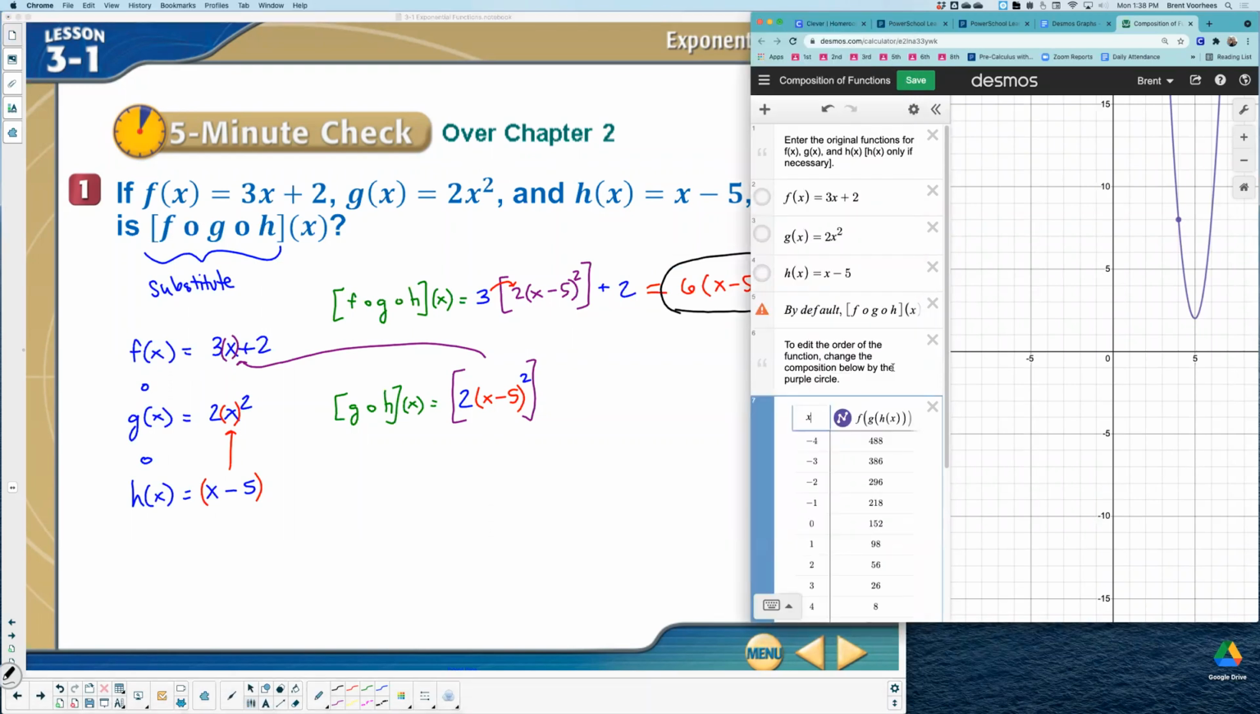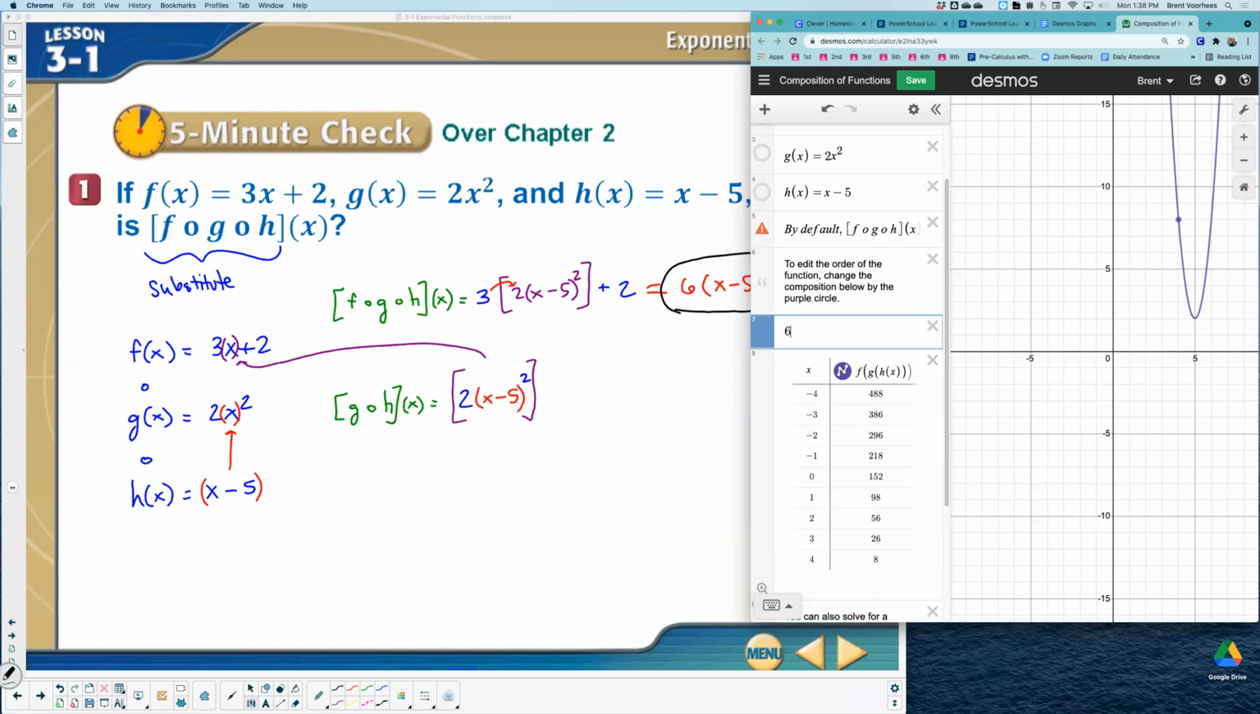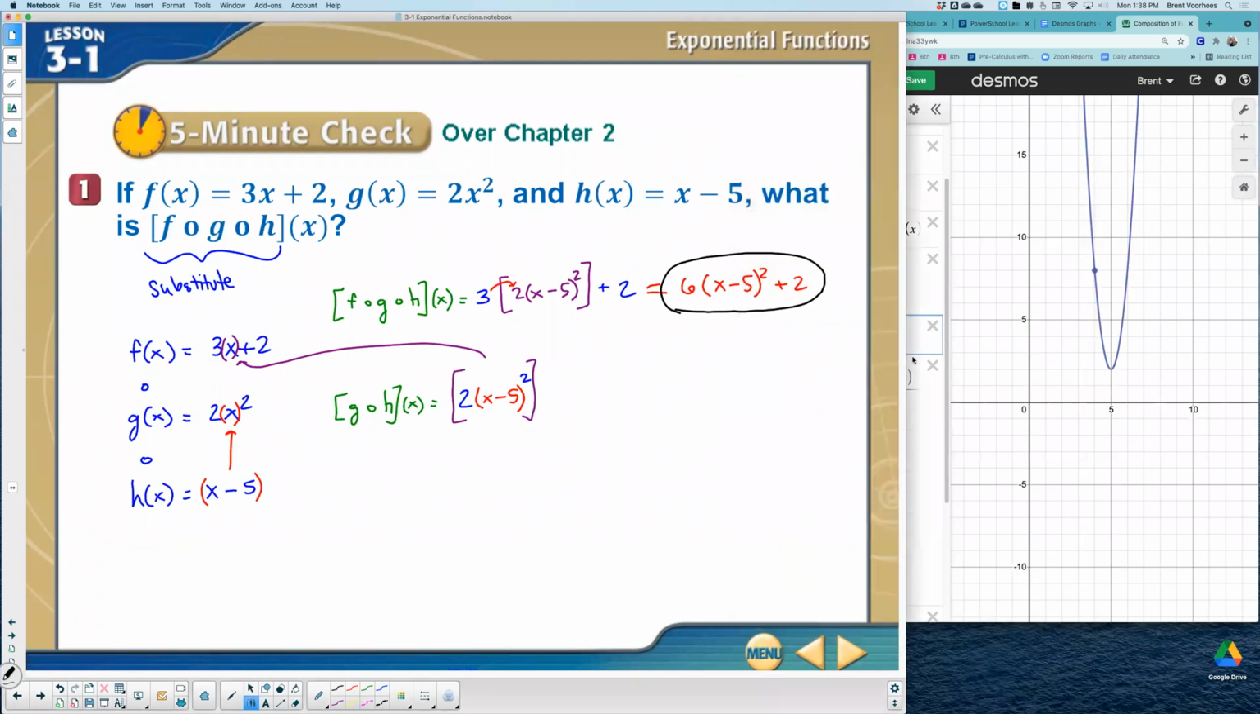We're saying the answer should be this right there. And if you just check the graph, if I go ahead and graph my answer, we had 6 times the parentheses of x minus 5 squared plus 2, like that. What do you notice about this answer? Did we do it correctly? You bet. That overlaps. If you wanted to FOIL that out, you could, but that's our solution there. I'm going to leave it in that form.